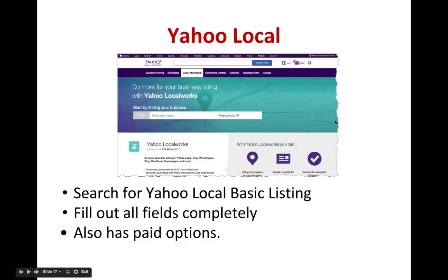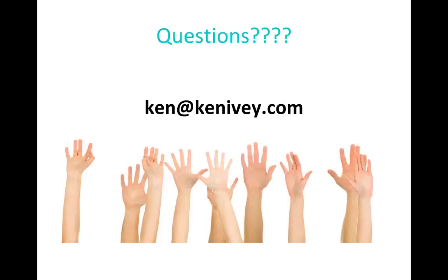If you scroll down on this page, you'll see the basic listing. That's really what you want. And so, again, fill out all those fields as completely as possible. And then once you have that done, you're going to have Google, Yahoo, and Bing, the top 3 search engines, optimized.